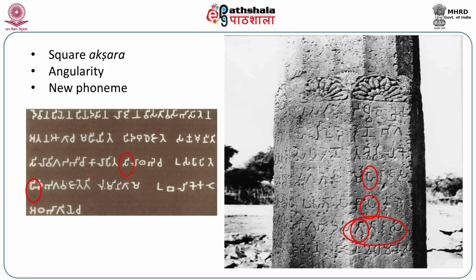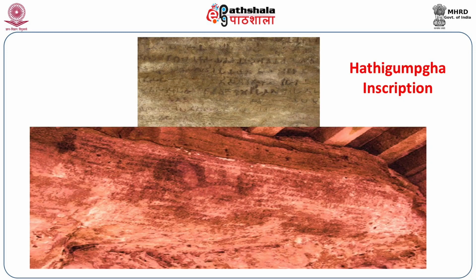We can see that letters like sa and pa are prominently becoming squarer in shape, in outline, than the earlier rectangular forms. And finally, in the 1st century BCE, we find, as here in the Hathigumpha inscription of the time of Kharavela, the famous Hathigumpha inscriptions found from the Udayagiri hills and Udayagiri caves in Odisha, Bhubaneswar, we can see the final development of this middle Brahmi script from early Brahmi.